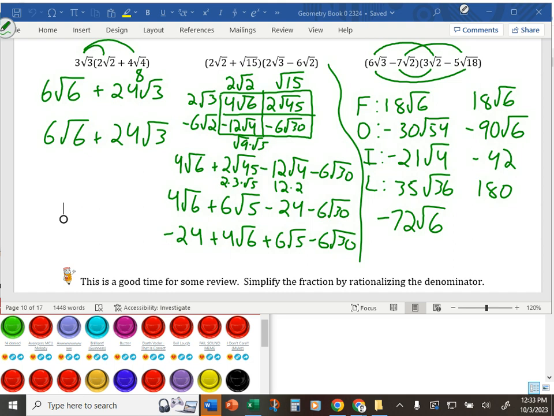If you subtract 42 from 180, it is a positive 138. And so negative 72 root 6 plus 138 should be the answer. Eli, what did I do? 35 times 6. Yeah, it should be like 210. Oh yeah, whoopsie-doo, I made a mistake.